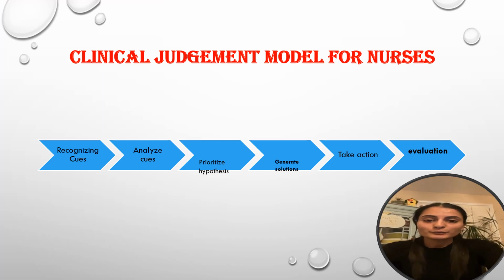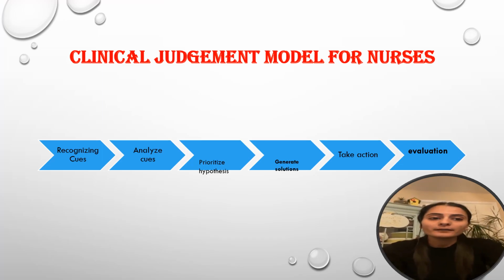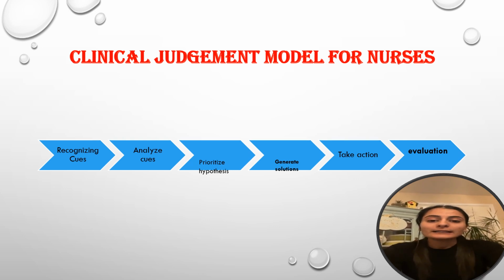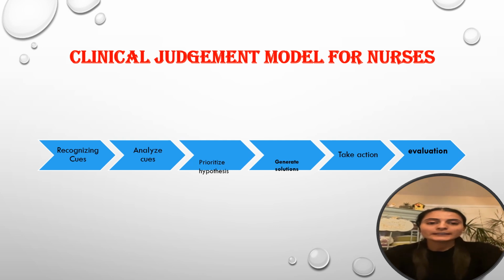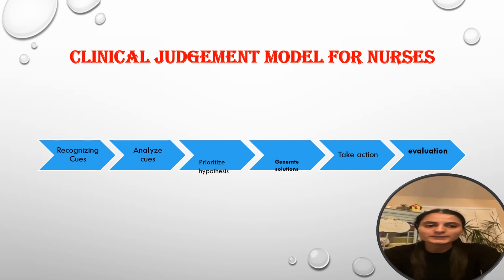Next is the clinical judgment model, which plays an imperative role in the clinical decision-making process for the nurse: what to do before or after the administration of a drug. This includes 6 steps. The first step is recognizing cues. This is the initial stage of the cycle, where a healthcare professional such as a nurse collects data and observes cues from the patient. These cues can be objective or subjective.